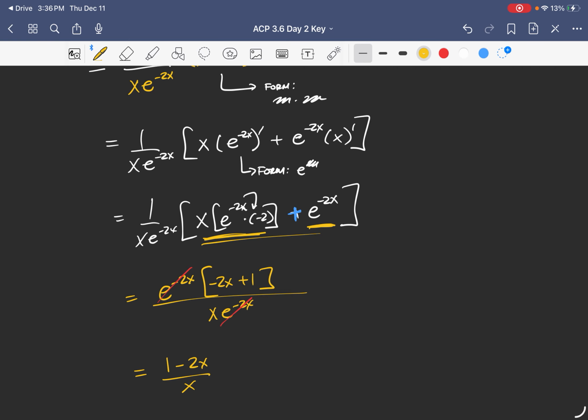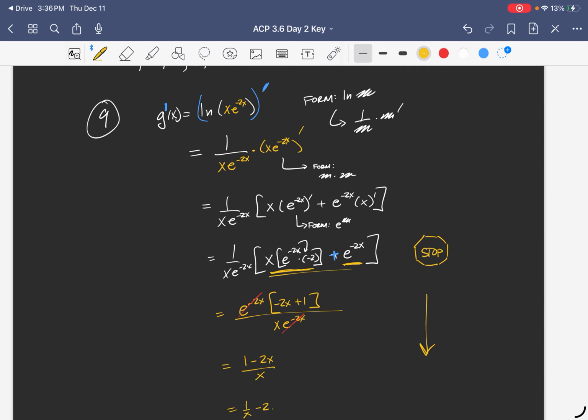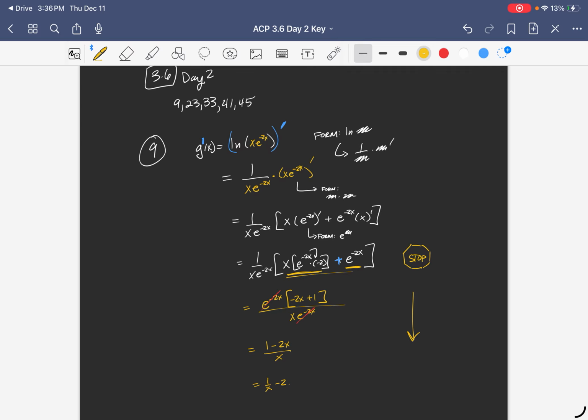So if I just say take the derivative but don't simplify, you would be able to stop here, but I think you can get all the way down to here. It's not too bad. All right, so there's 9.